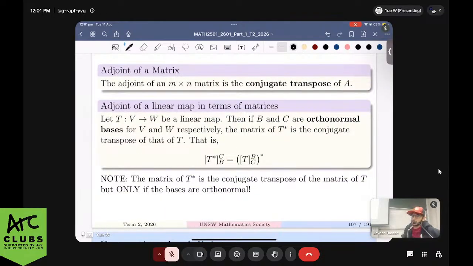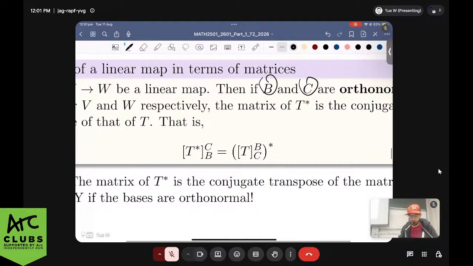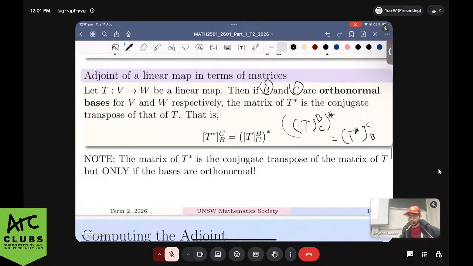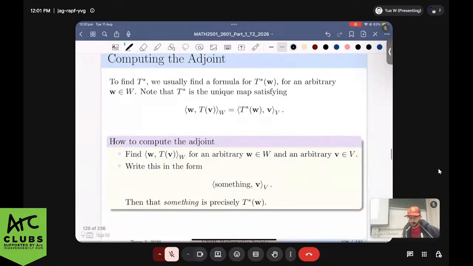And you can write the adjoint of a linear map in terms of matrices. It's the conjugate transpose, but this only works if you use orthonormal bases, B and C. So this means that if you have the matrix of T with respect to B and C, and you take the star of this, which is the conjugate transpose, you will get the matrix for T star with respect to the same bases. You just switch the order because T star goes from W to V. This only works when B and C are orthonormal. Don't think that it works for any sort of bases. And we'll actually show something like that.